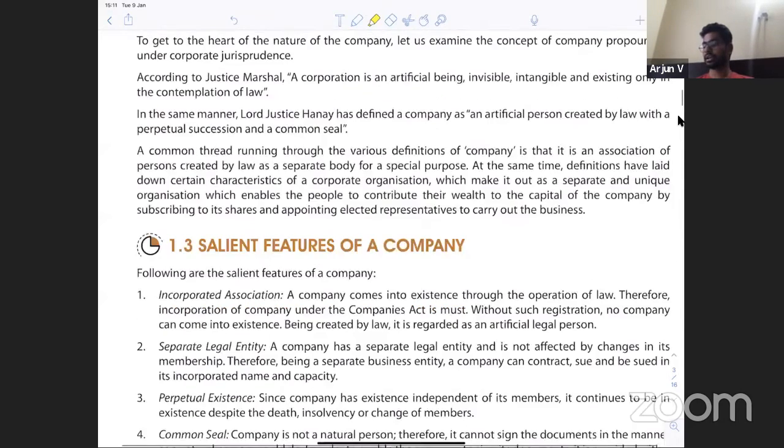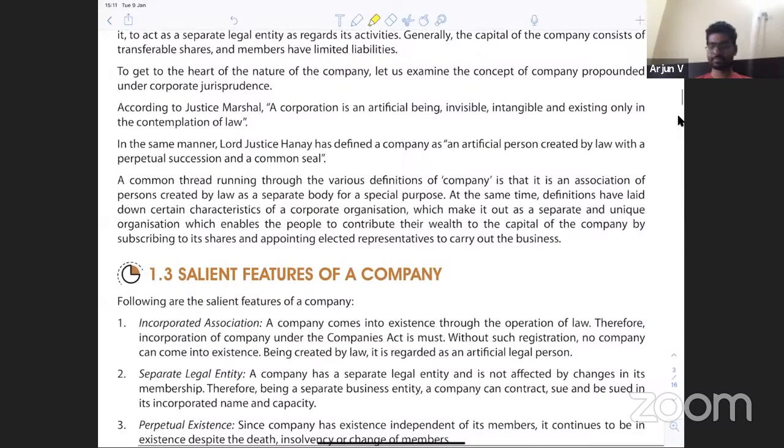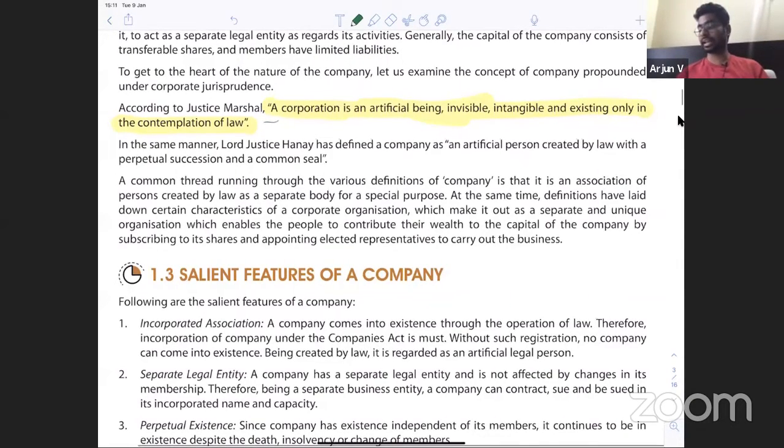See here, Justice Marshall says that a corporation is an artificial being, invisible, intangible, and existing only in the eyes of law. That means it does not have any physical presence, but yes, it continues to have an entity, that is an identification in the eyes of law. A company is created by law and its death can also be only by law.